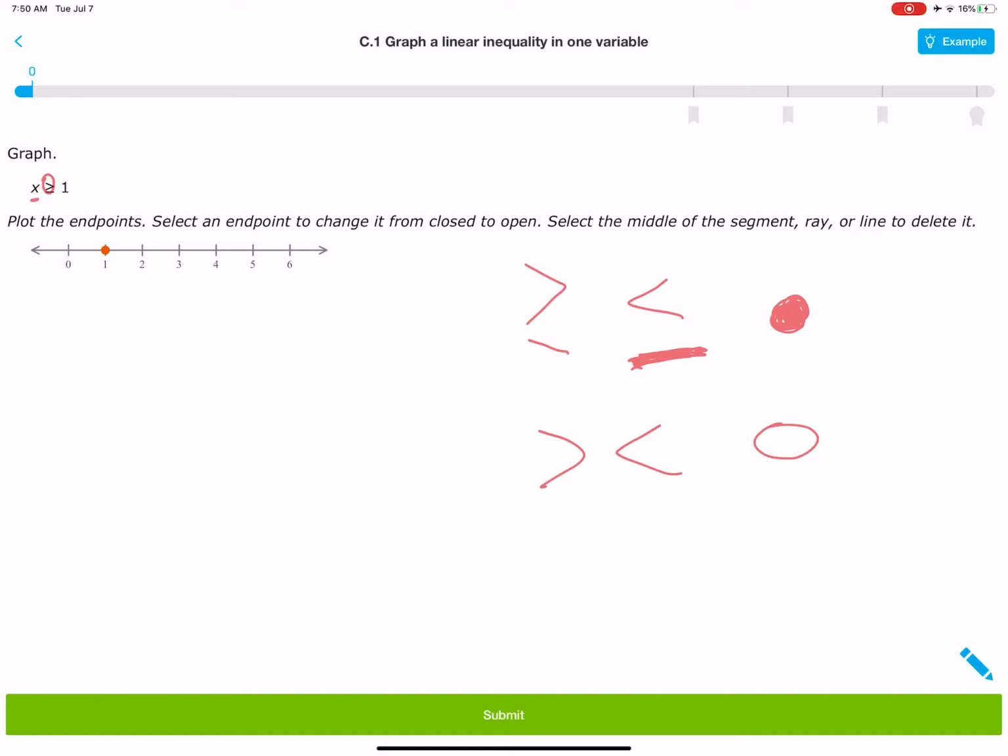Now, if I were to just click any random value, it's just going to draw a line, and it's not going to be continuous. So I got to click the line again to delete that, and I'm going to click on the 1 again. And I gotta click on the arrow all the way to the right so it fills it all in, okay?